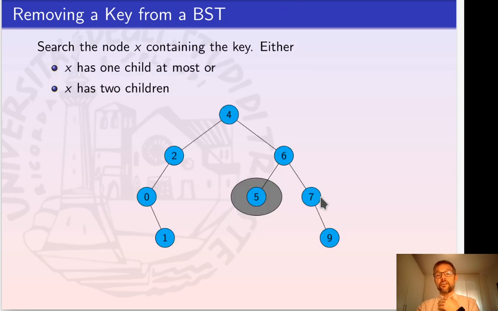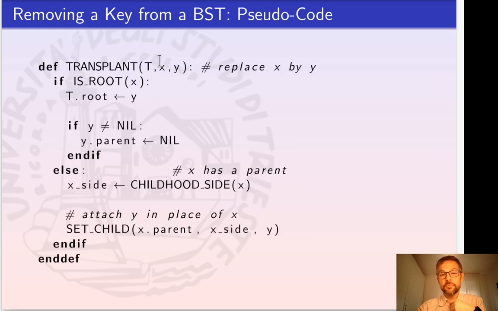Now, how can we do it? Well, we can do it by using this procedure, which is the transplant procedure, which is basically meant to replace a given node by another node. It's quite easy. So if we want to replace the root of the tree x by y, we simply have to assign to the tree root y, and then if y is different from nil, of course, we have to assign to the parent of y the value nil.